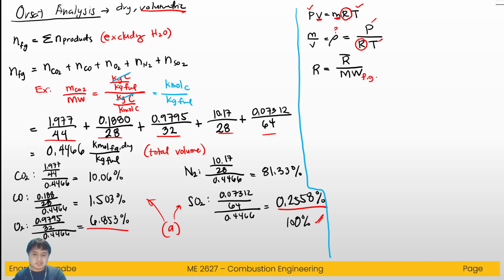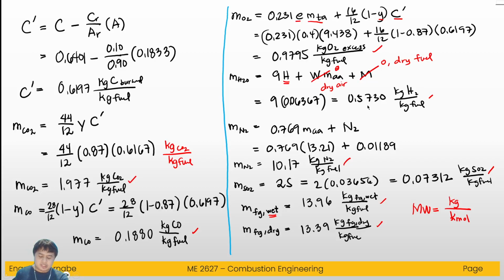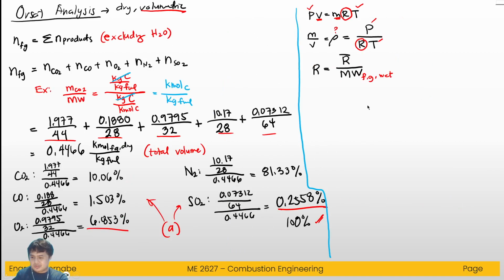Take note that this is the flue gas, and the flue gas has water. In the ORSAT analysis, we don't need the water, but for the total molecular weight of the flue gas, we need the H2O. So this will be the wet molecular weight. So how do we find the molecular weight of this flue gas? We can utilize the total volume, but this should be the wet volume.